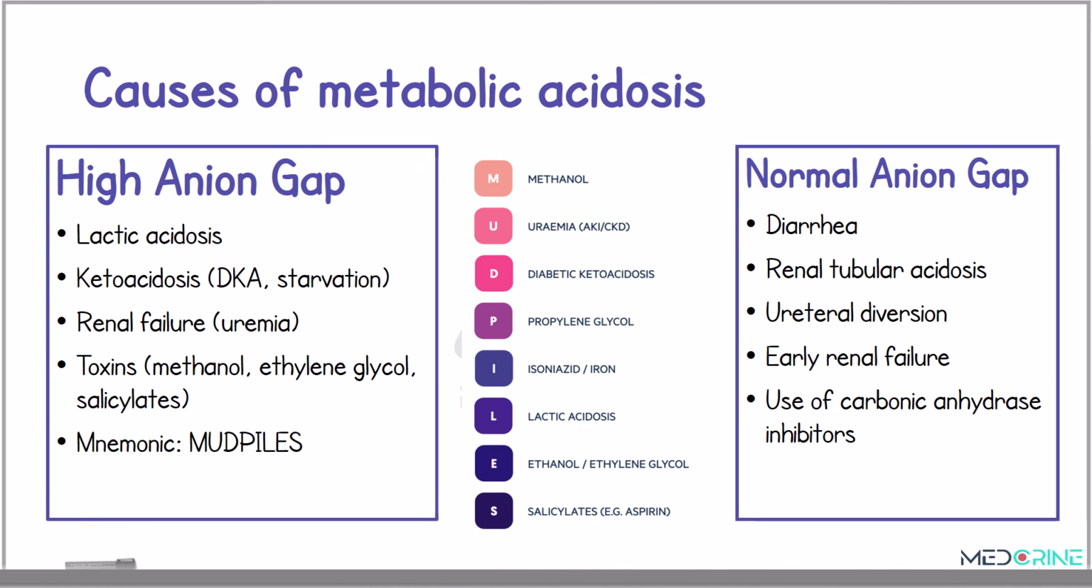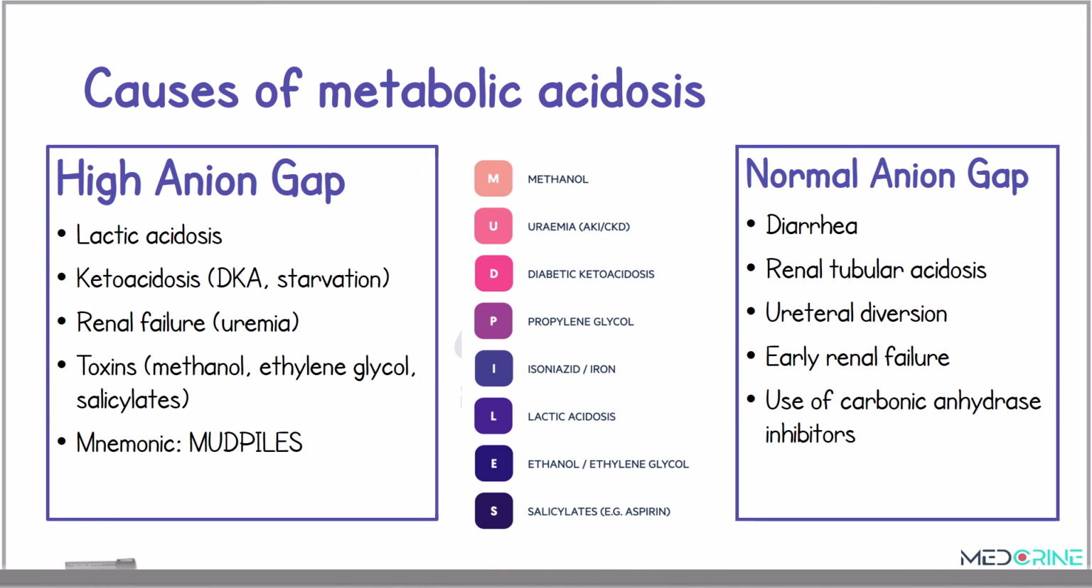What are the causes of metabolic acidosis? A high anion gap metabolic acidosis can be caused by lactic acidosis, ketoacidosis, for example in diabetic ketoacidosis, or starvation, renal failure, toxins, for example methanol, ethylene glycol, and salicylates.